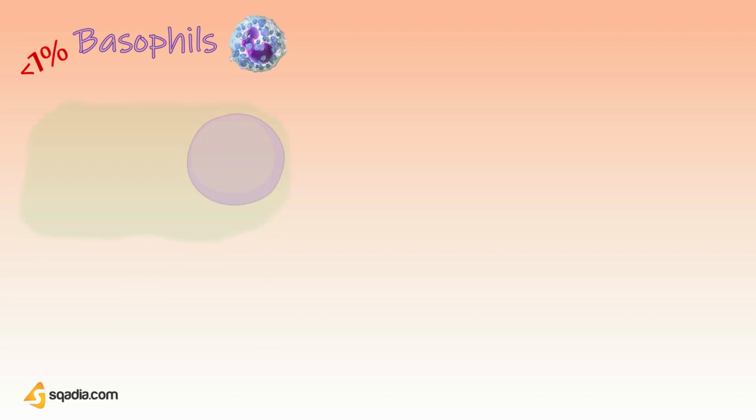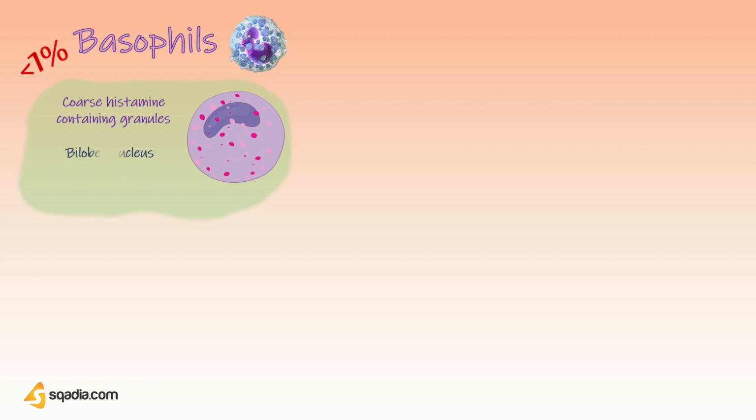Next granulocytes are basophils, which are similar to neutrophils or eosinophils. However, they are more irregular. Basophils usually account for less than 1% of circulating leukocytes. The cytoplasm of basophils holds histamine-containing granules that are large and coarse. Nucleus is bilobed, usually U or S-shaped, and the diameter of the cell is 8 to 10 micrometer.